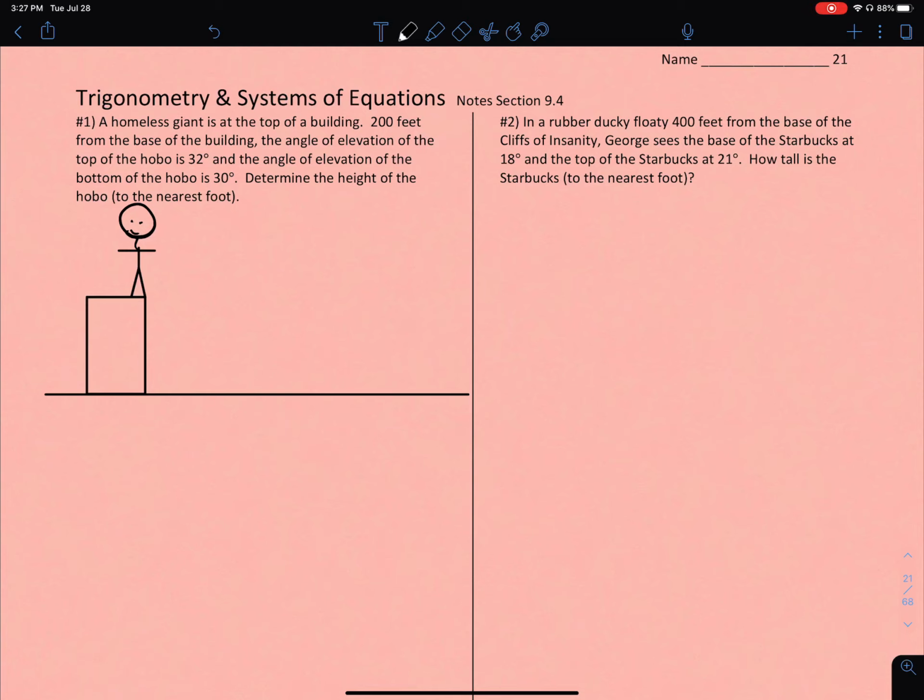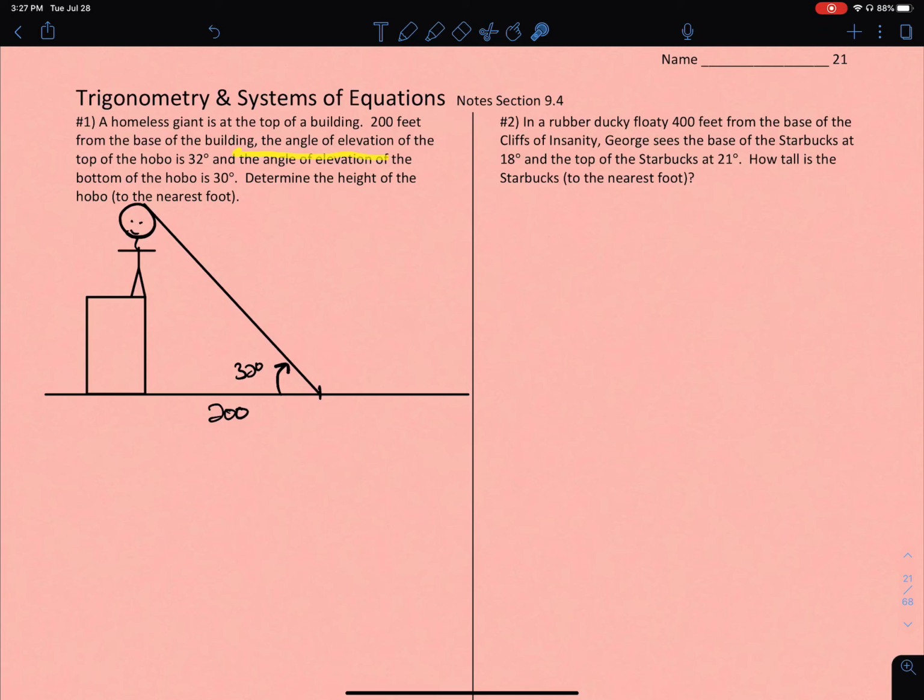Homeless giant is at the top of a building. 200 feet from the base of the building, the angle of elevation of the top of the hobo is 32 degrees. A hobo and a homeless person is the same thing, so this is referring to the same person. So it says 200 feet from the base, the angle of elevation at the top of the hobo is 32 degrees. So this right here, this angle of elevation, 32 degrees.